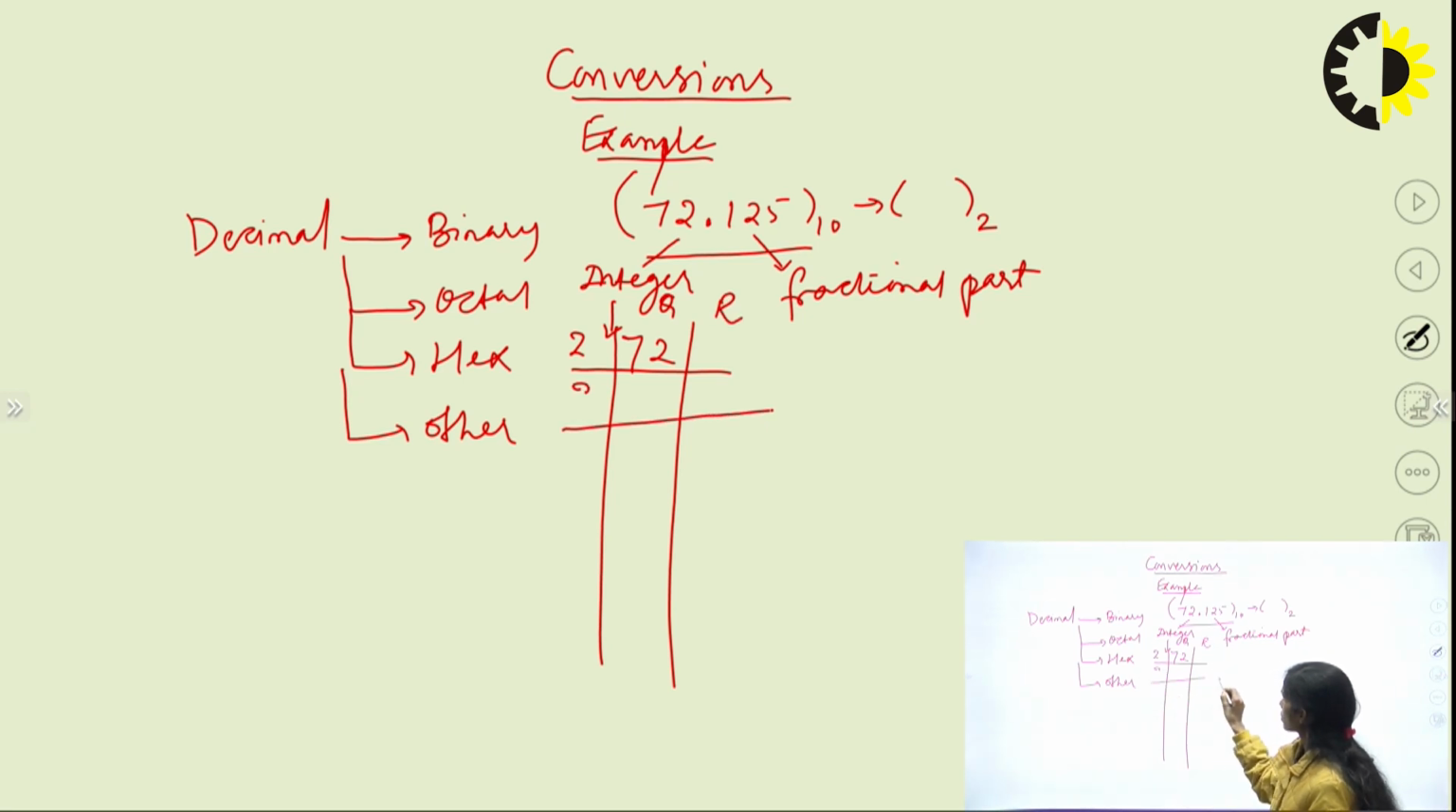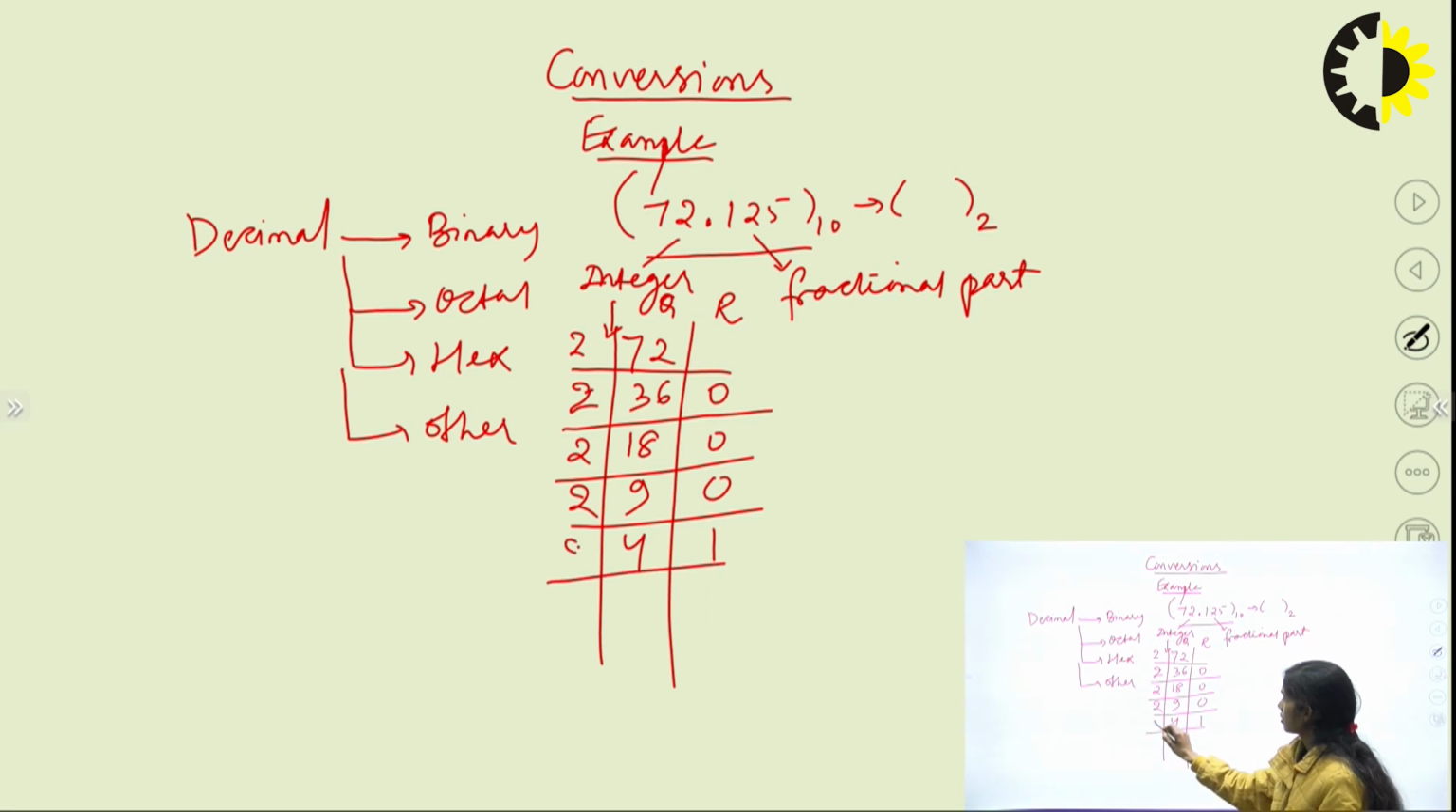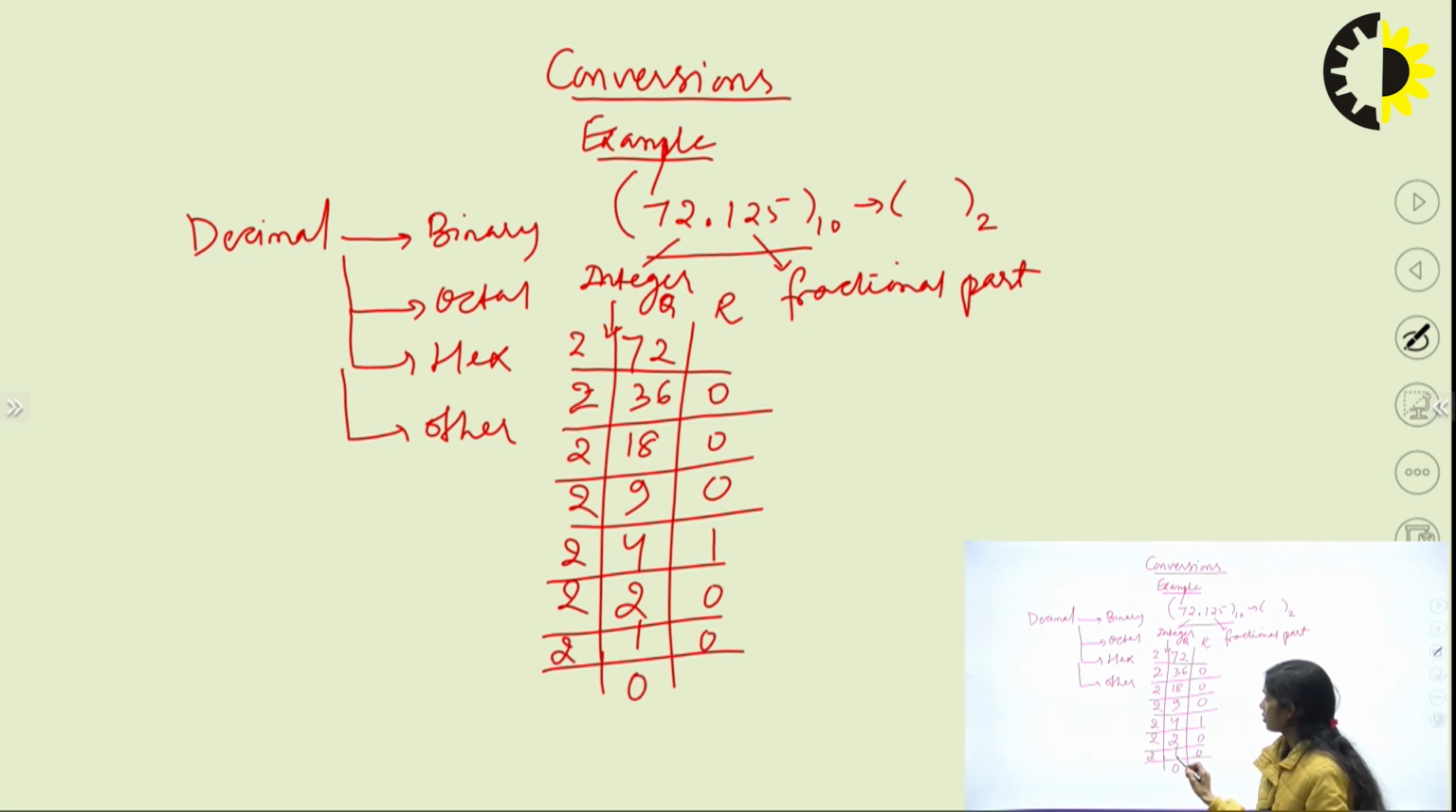So dividing by 2, I get the quotient as 36 and remainder as 0. Again, dividing, I get the quotient as 18 and remainder 0. Again dividing by 2, quotient will be 9, remainder 0, then remainder 1, remainder 0, remainder 0. Last, if I divide 1 by 2, I get the quotient as 0 and remainder 1.